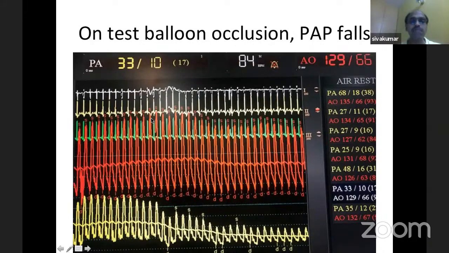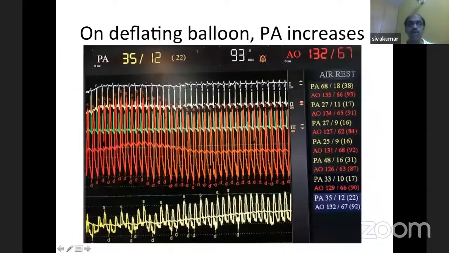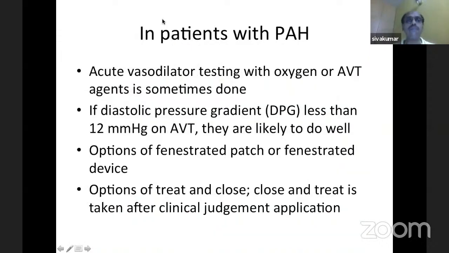This is an example of a balloon occlusion that we do in a patient who is having moderate hypertension in an ASD. So the PA systolic pressure from 60 keeps going down to almost around 25 on a balloon occlusion. And when you are deflating the balloon, it slowly comes back again. So even though balloon occlusion test in ASD is not validated, you will find in the cath lab that balloon occlusion will also show a fall if the patient is operable.